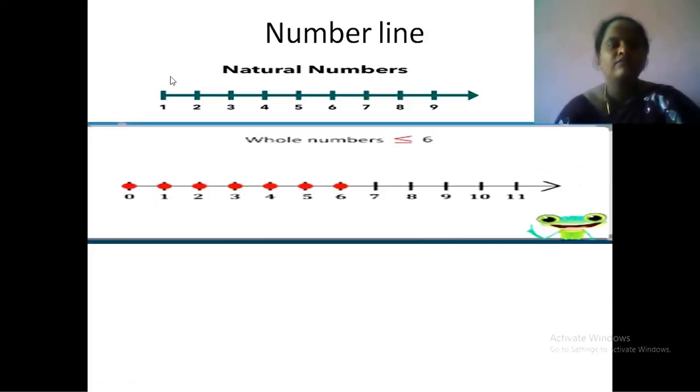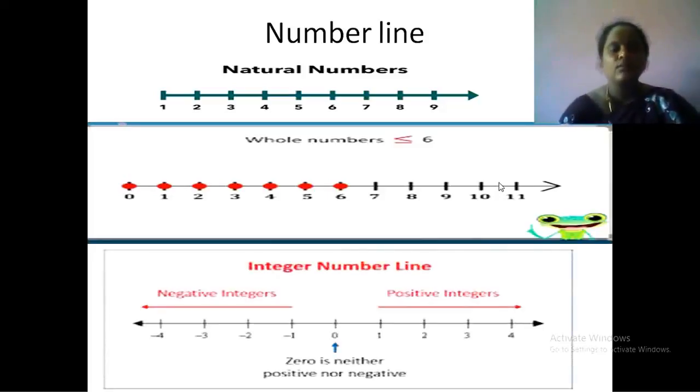In natural numbers, 1 is the smallest natural number, whereas the highest number does not exist. In whole numbers, 0 is the smallest whole number, and the highest number does not exist. What about the integers? Integers continue on both sides: positive natural numbers are there, negative numbers are there. So on both sides of the number line we will have an arrow mark.